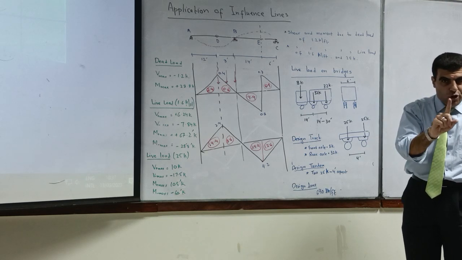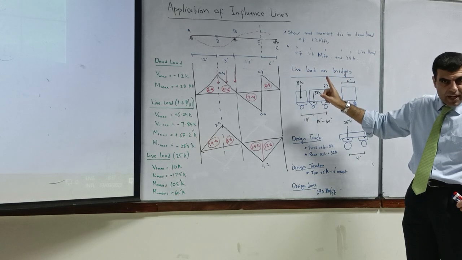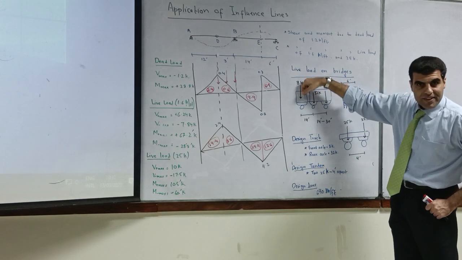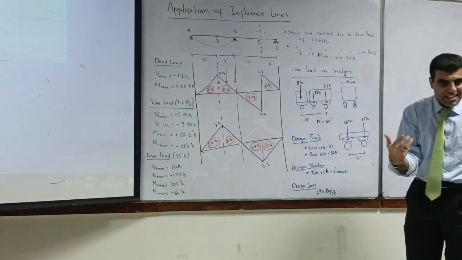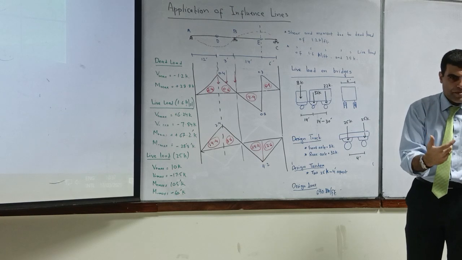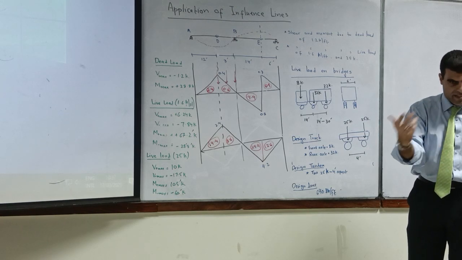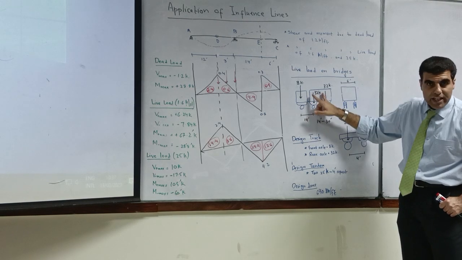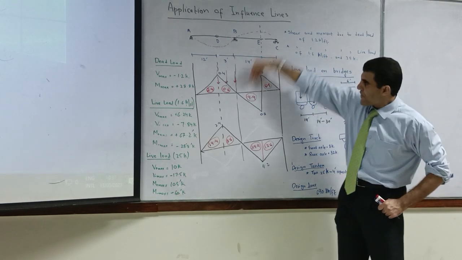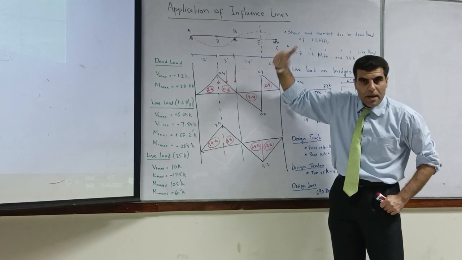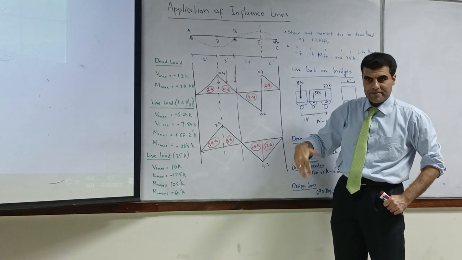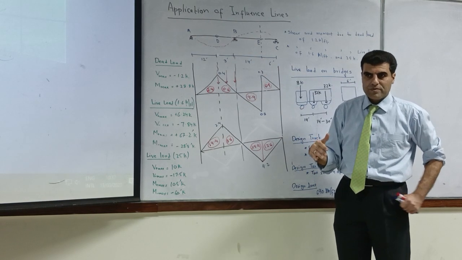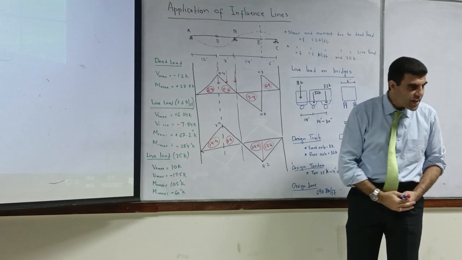The concentrated load which I did, 25 kip, was just one axle. But in reality you have 2 axles, or 3 axles, something like that. So we have got this lorry, and you can place it anywhere and find out your maximum positive, maximum negative. Do you understand my point?